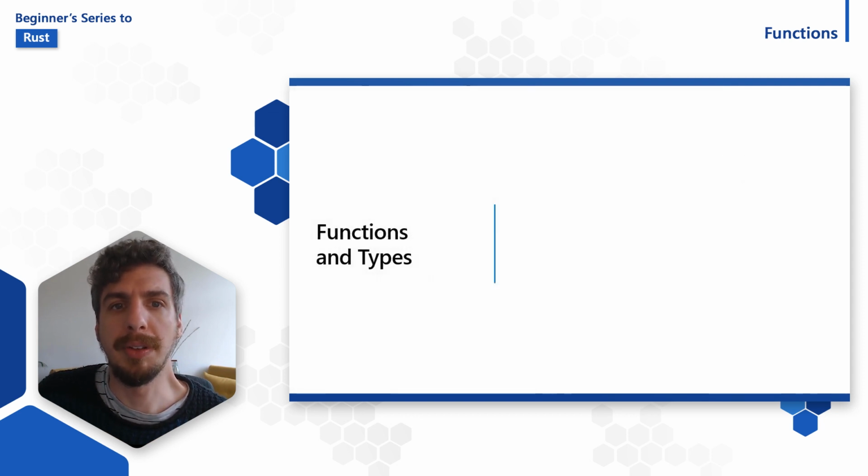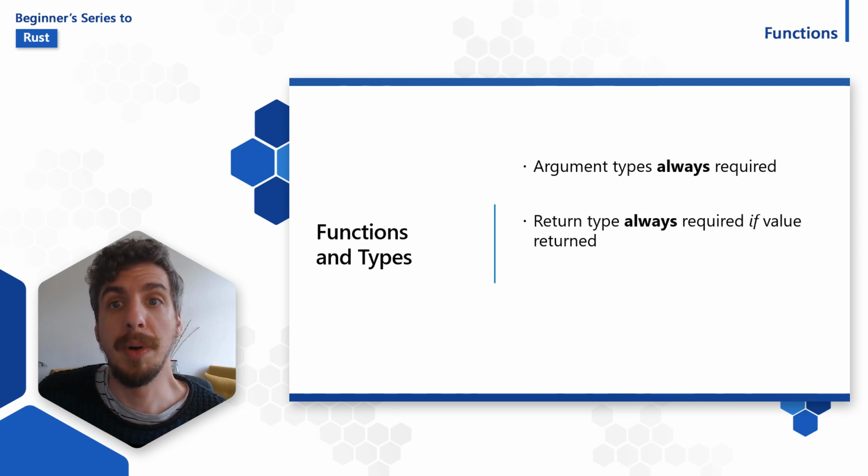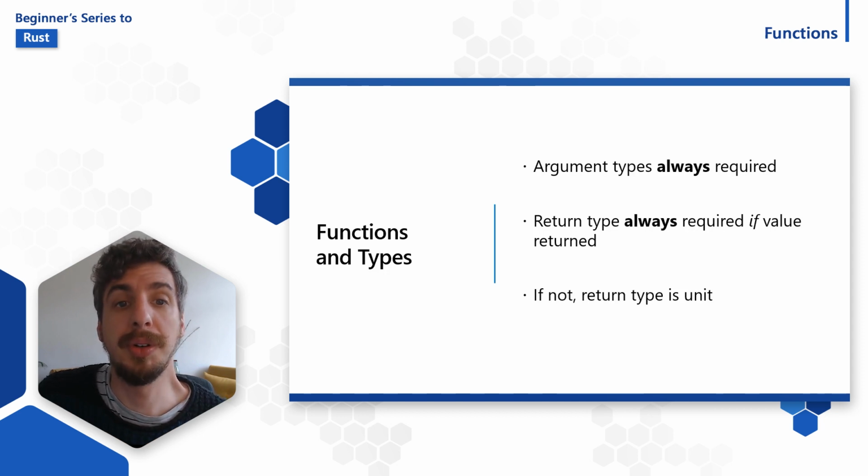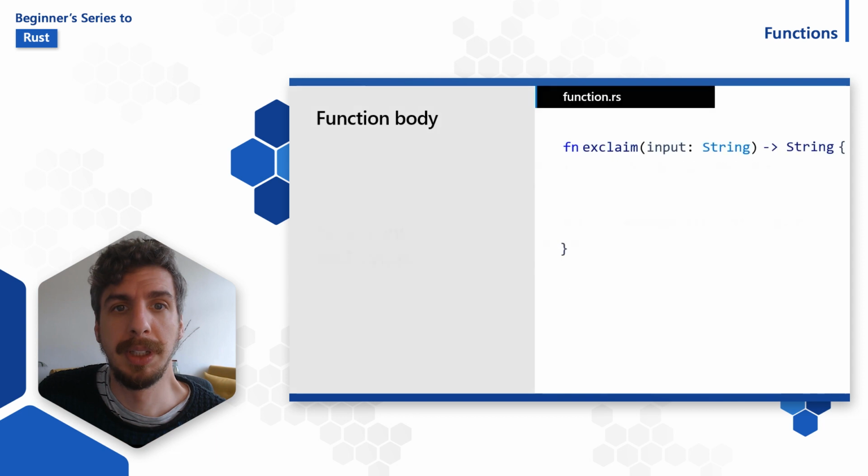There's some important things to remember about type annotations in functions. The types of arguments are always required. If the function returns a value, a return type is required as well. And finally, if the function does not return a value, then the return type defaults to unit, also known as the empty tuple. While we can explicitly write unit as a return type, there's no need to.